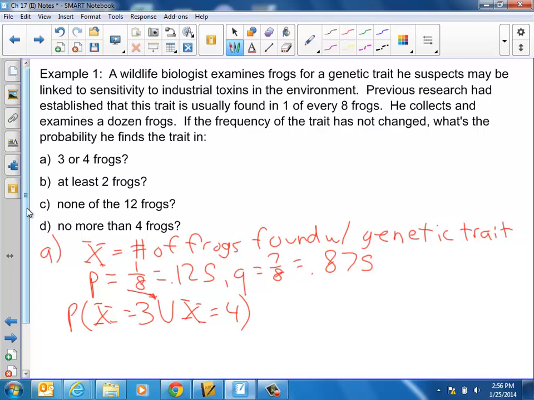Is that the case? If I've got a dozen frogs that I'm selecting from the froggy environment, and I'm checking to see if 3 had the genetic trait or 4 had the genetic trait of the dozen, those truly are disjoint events. I can't have 3 and 4. Only 3 or only 4 have this genetic trait at the same time. So we can break this apart as the probability that capital X is equal to 3 plus the probability that capital X is equal to 4.